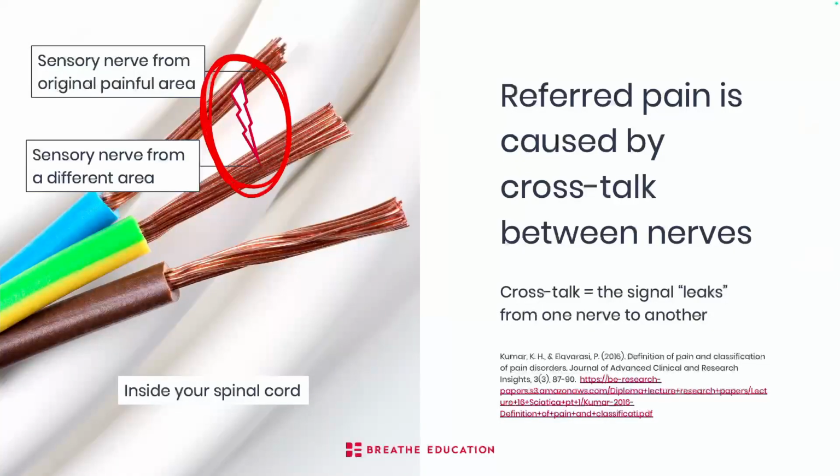Great question, though. All right, so that is referred or radiating pain, where there's actually nothing wrong with the other area. There's just some kind of crosstalk between the nerves, and so it feels exactly like there's something wrong in the other area, but there's actually nothing wrong.